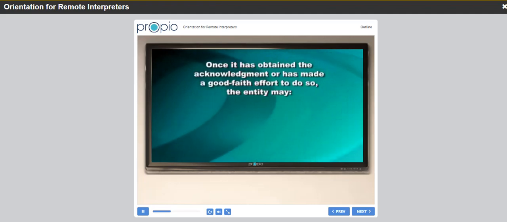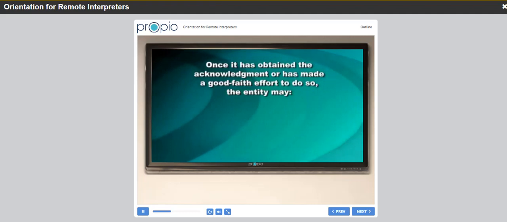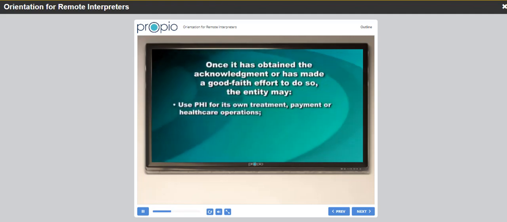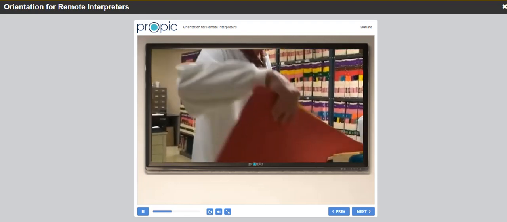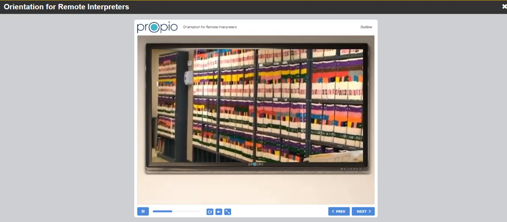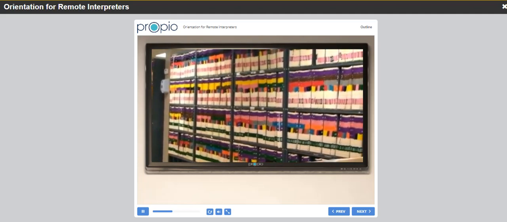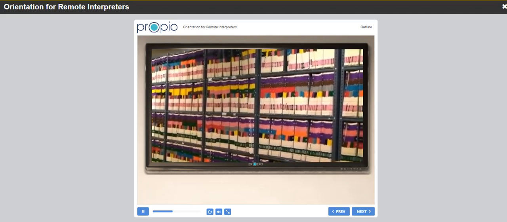Once it has obtained the acknowledgement or has made a good faith effort to do so, the entity may use PHI for its own treatment, payment, or healthcare operations, and disclose PHI to other covered entities for their treatment, payment, or certain limited healthcare operations. When using or disclosing PHI or when requesting PHI from another covered entity, a covered entity must make reasonable efforts to limit PHI to the minimum necessary to accomplish the intended purpose of the use or disclosure.